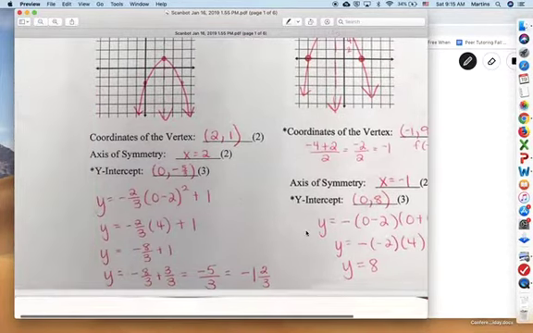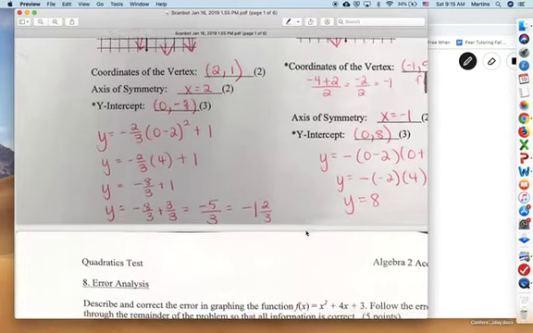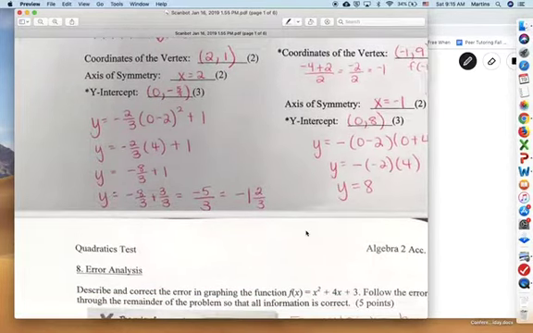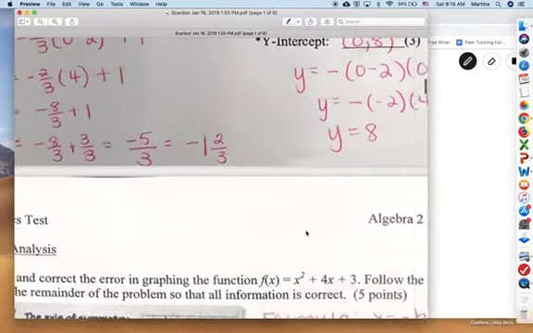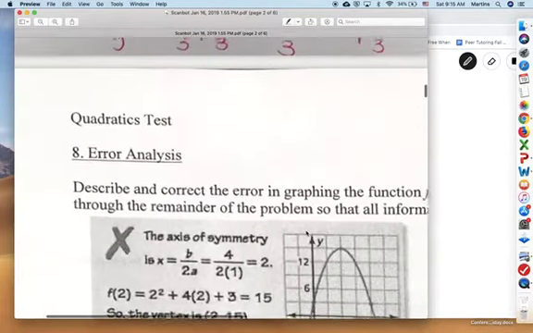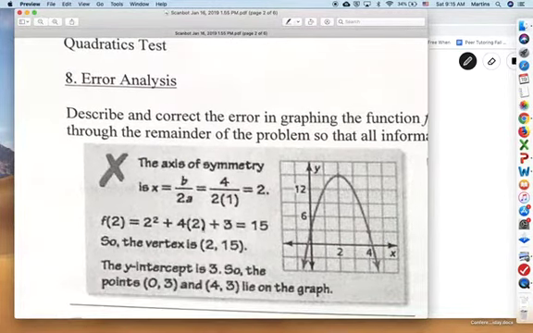Let's keep going. Error analysis. Describe and correct the error in graphing the function f of x equals x squared plus 4x plus 3. Follow the error through the remainder of the problem so that all information is correct. So let's take a look at the original problem without my answer. We've got the axis of symmetry is x equals b over 2a. Holy cow, I can already tell something's funky, because this person is using the wrong formula. It should be x equals negative b over 2a.